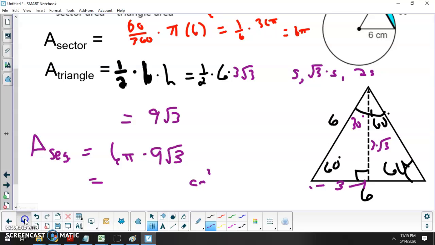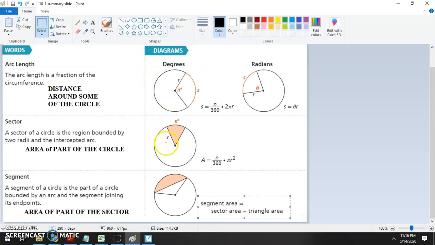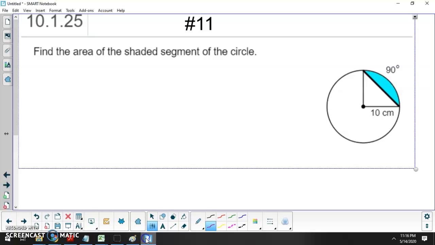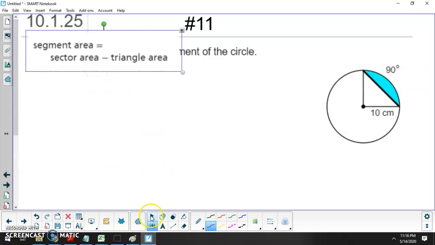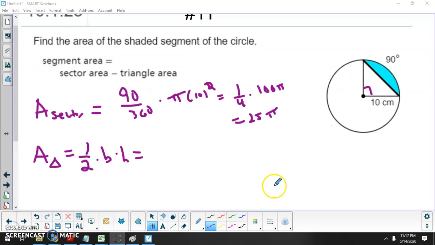All right, let's look at another one kind of like this one. Okay, so once again, you're figuring out the segment. So we go back here, and remember, it is sector area minus the triangle area. Okay, so I already figured out the sector area here. It's 90-degree angle here, so 90 over 360 is reduced to 1/4. The radius is 10, so you do 10 squared is 100. You do 100 divided by 4, you get 25 pi.